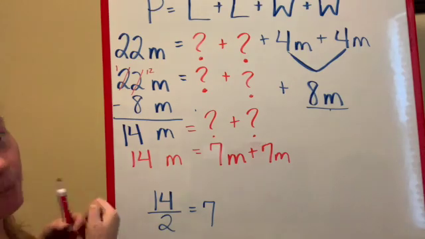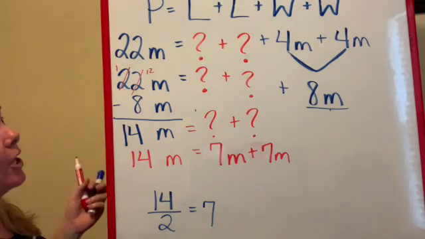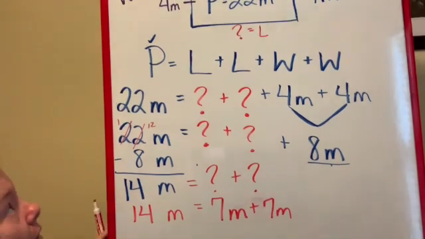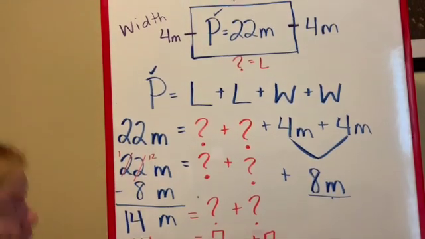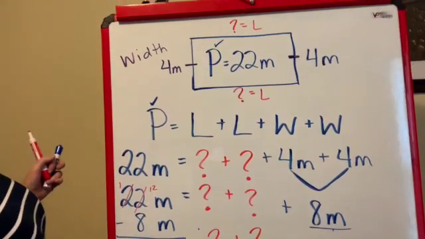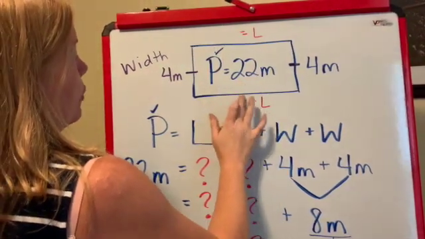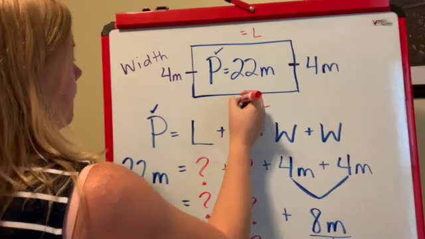We go back up to the problem and we make sure that it works, because we're never okay unless we make sure that it works. All right, so we're saying that the length is 7 now instead of a question mark. Let's test it.